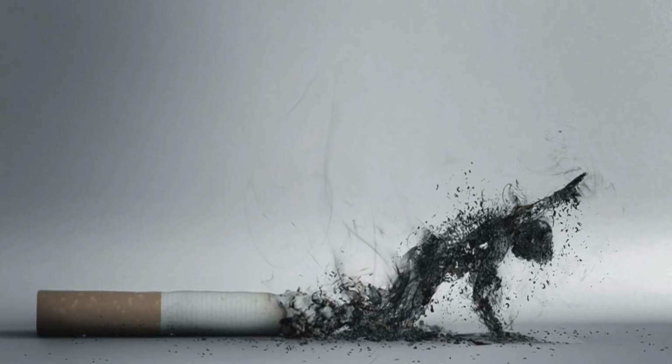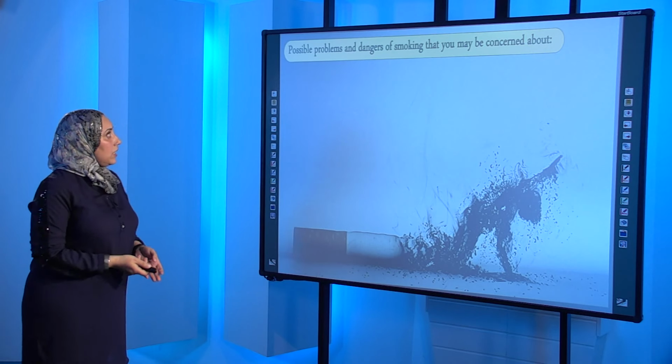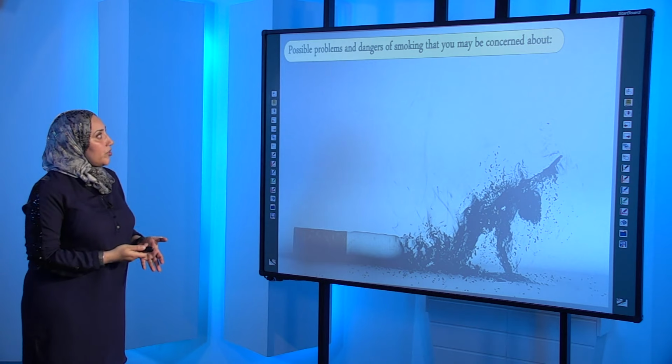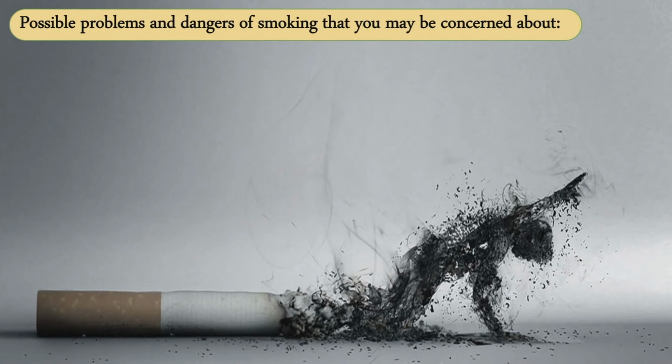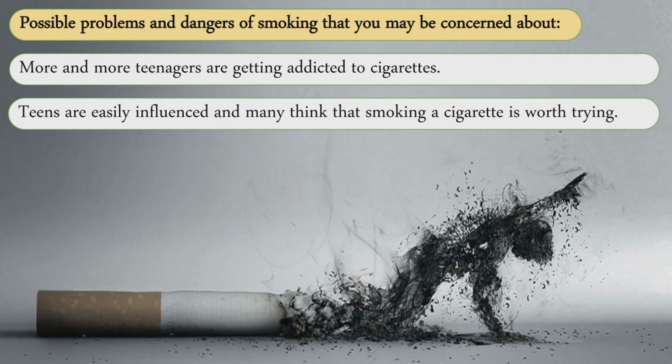Let's move on to stating the possible problems and dangers of smoking that you may be concerned about. These possible problems and dangers were suggested by your friends in class. They said that more and more teenagers are getting addicted to cigarettes, which is a fact that is very worrying. They also stated that teens are easily influenced and many think that smoking a cigarette is worth trying.